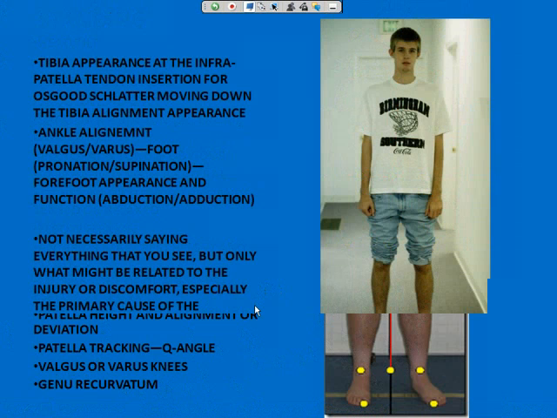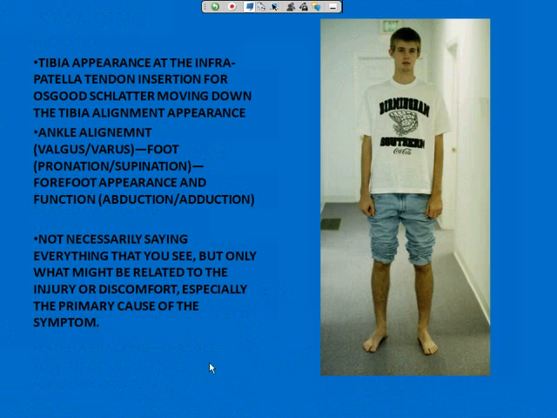Also, with this individual, this is a high school runner. Main complaint is right greater trochanteric bursitis, and that's at the hip area on the right side. You want to look at tibia appearance at the inferior patella. And looking at this age group, Osgood-Schlatter disease, and he has always had Osgood-Schlatter disease on the left, but not on the right. The right hip is his complaint at this time.